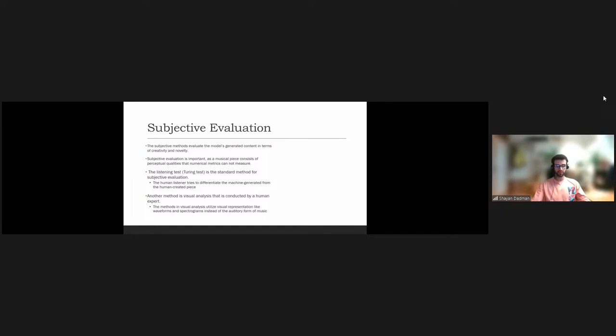Another method is a visual analysis that is conducted by a human expert. The methods in a visual analysis utilize visual representations like waveforms and spectrograms instead of the auditory form of music.